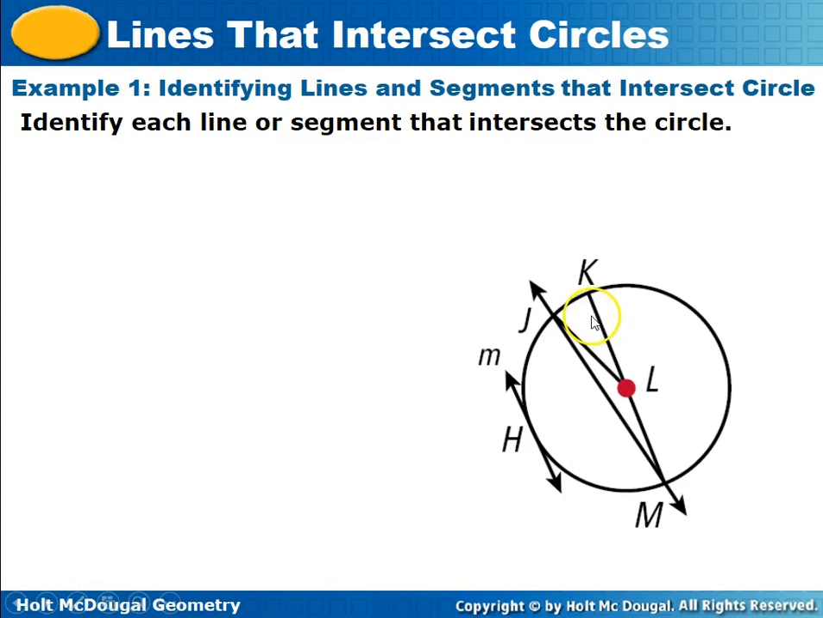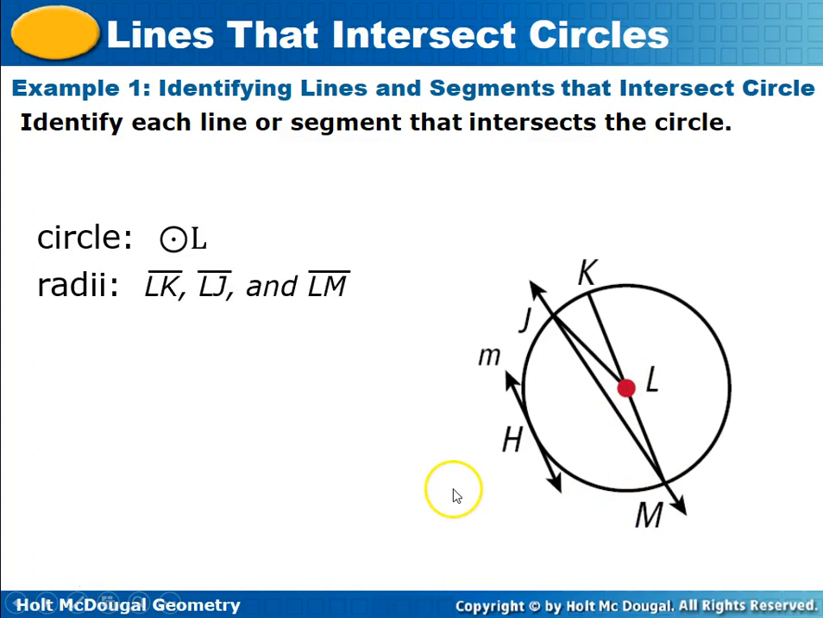So the first question was, what is the center of the circle? How do we name the circle? The circle we name by its center, and that's circle L. Then it's asking us about the radii. In this drawing, we actually have 3 radii. We have LK, we have LJ, and we have LM. Those all go from the center to the circle.